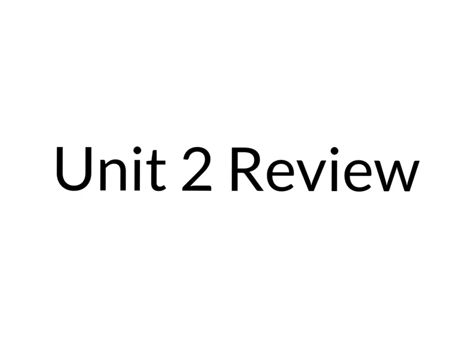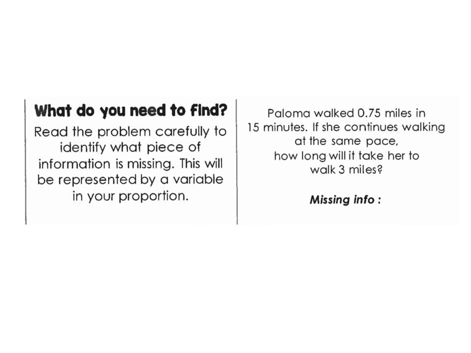Today we are going to review our Unit 2 materials. The first thing we're going to talk about is our proportions and how we set them up. So the first thing we need to do is know what we need to find. So we need to read the problem carefully to identify what piece of information is missing. This will be represented by a variable in our proportion. Usually I like to use x for that variable.